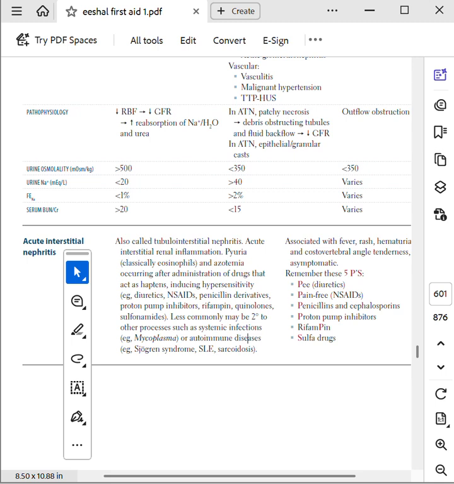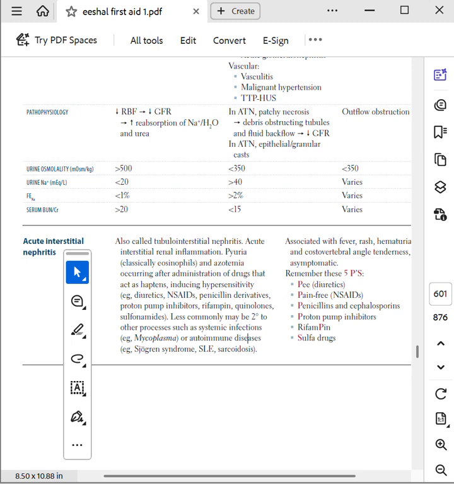We move on to why we get azotemia. We get azotemia because there's an increased blood urea nitrogen and creatinine. This means the kidneys are failing to clear the nitrogen waste. This is caused by the inflamed tubules and decreased reabsorption, which basically also means a decreased GFR. Since the tubules are inflamed, the reabsorption decreases and the GFR also decreases. This occurs after administration of drugs that act as haptens. So this is a core mechanism that we must know.